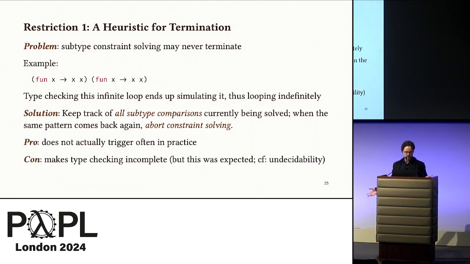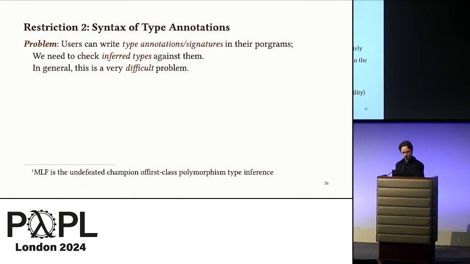Because type checking in this case stays very close to the term and ends up basically simulating the term. So this doesn't actually trigger in practice very often, as long as you type recursive functions monomorphically. So you can type most ML programs. We actually conjecture that all ML programs are typable in SuperF. And so it does make type checking incomplete theoretically, right? And the other restriction is on the syntax of type annotations.